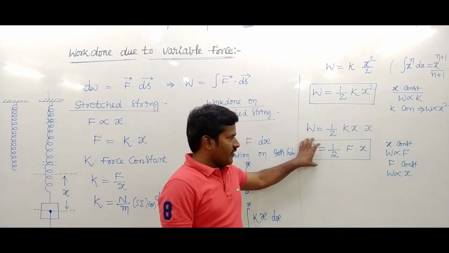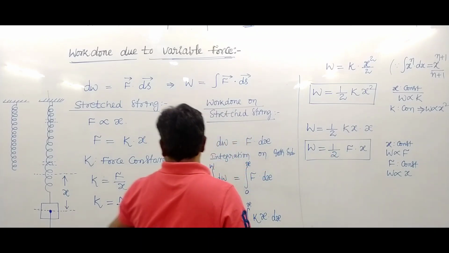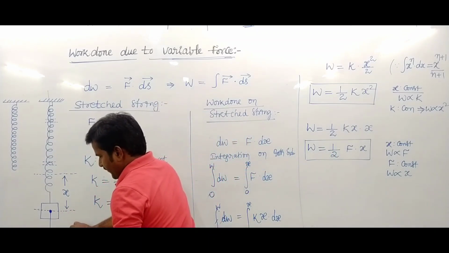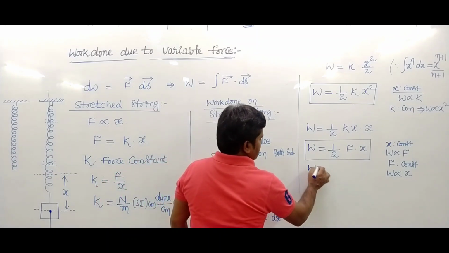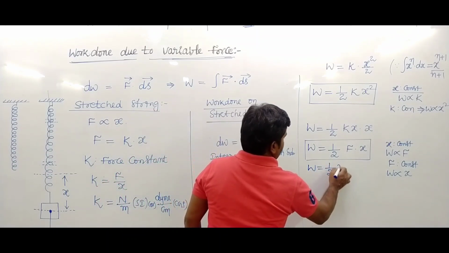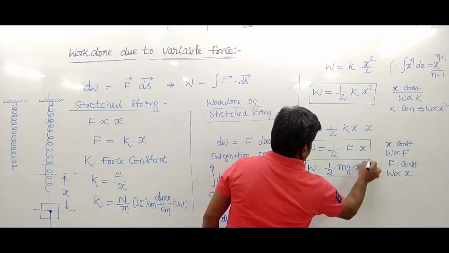So this is work done due to a variable force. You know that F equals m into g. In that condition, work done is written as W equals half mg into x. This is half mg into x.